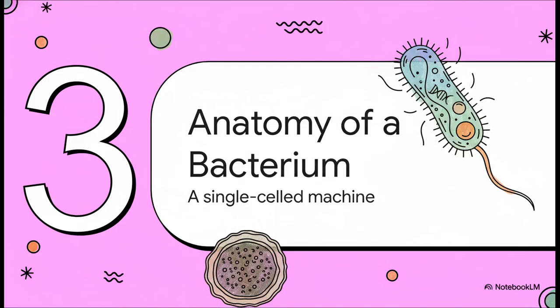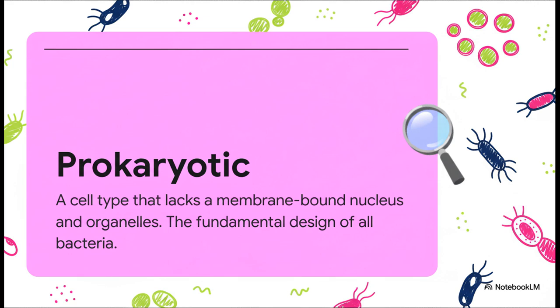All right, now that we know where bacteria belong, let's zoom in. And I mean way in. We're actually going to build a bacterium from the outside in, just to see what makes this little single-celled machine tick. So first, we need the fundamental blueprint. All bacteria are what we call prokaryotic, and that's a really key term. It basically just means their internal design is beautifully simple. There's no separate room or nucleus for their DNA. It's all just kind of out in the open. You can think of it like an open plan office, a design that's absolutely crucial for their speed and efficiency.